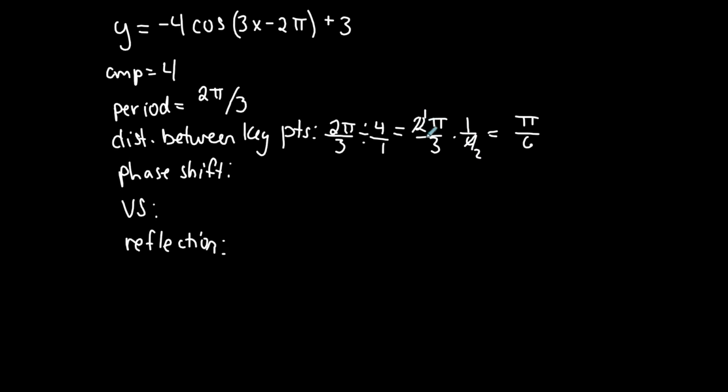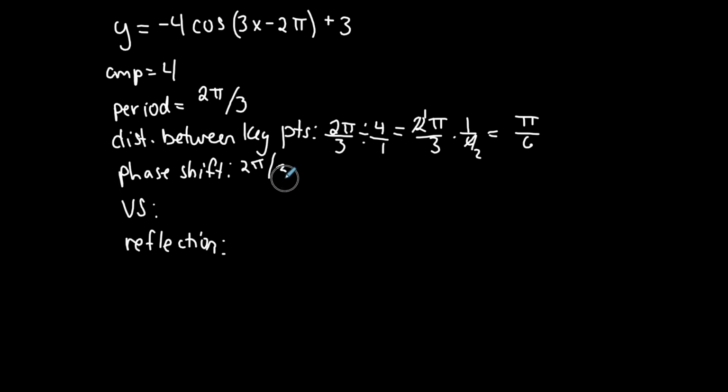2 and 4 have something in common. 2 goes into 2 once, 2 goes into 4 twice. Multiply across the top, multiply across the bottom. My distance between key points is pi over 6. My phase shift. What do I do with my phase shift? I'm going to take the opposite of this. So if it's minus, I'm going to take a plus, 2 pi divided by the coefficient here, 3.